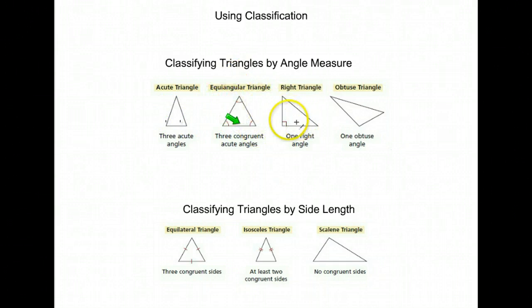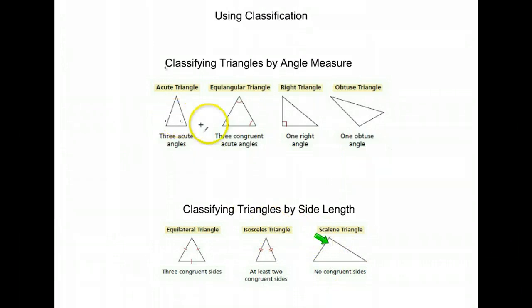equiangular has all the same angles. A right triangle has one right angle, and an obtuse triangle has one obtuse angle. That's by angle. The classification by sides is either equilateral, where all sides are the same length, isosceles, where two sides are the same length, and scalene, where all three sides are different lengths.